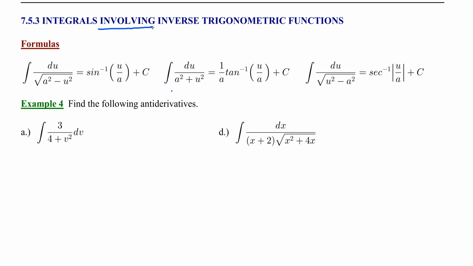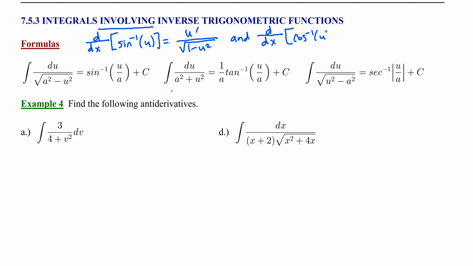Let me remind you of one pair of those formulas. The derivative with respect to x of inverse sine of u is equal to u prime over the square root of 1 minus u squared. And very similarly, the derivative with respect to x of inverse cosine of a function of x that we're calling u is negative u prime over the square root of 1 minus u squared. So these two formulas are only different by a sign.